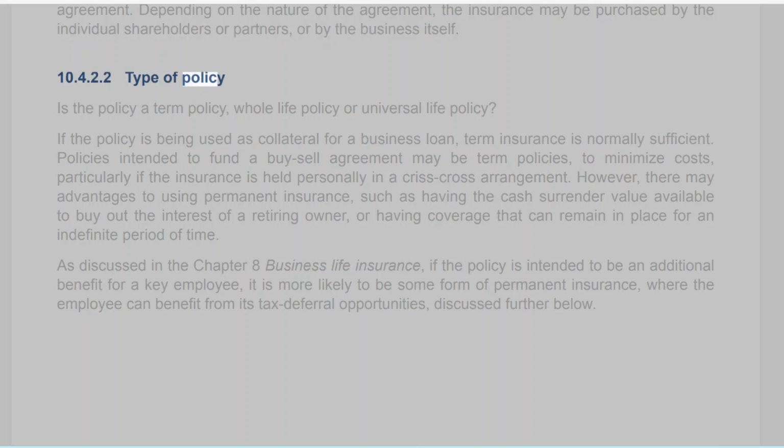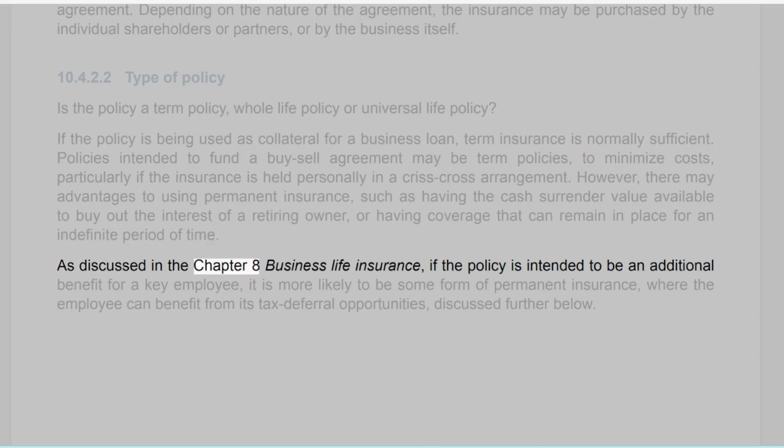10.4.2.2 Type of policy. Is the policy a term policy, whole life policy or universal life policy? If the policy is being used as collateral for a business loan, term insurance is normally sufficient. Policies intended to fund a buy-sell agreement may be term policies, to minimize costs, particularly if the insurance is held personally in a crisscross arrangement. However, there may be advantages to using permanent insurance, such as having the cash surrender value available to buy out the interest of a retiring owner, or having coverage that can remain in place for an indefinite period of time.